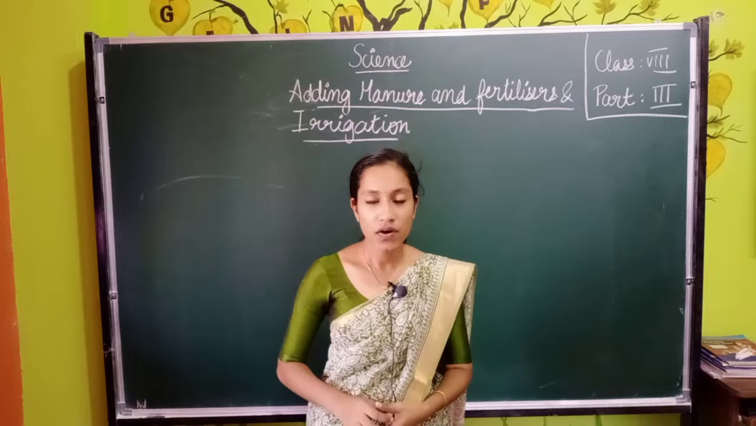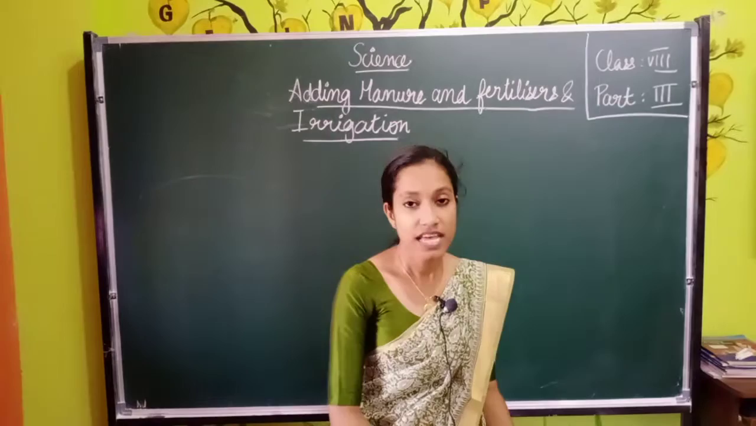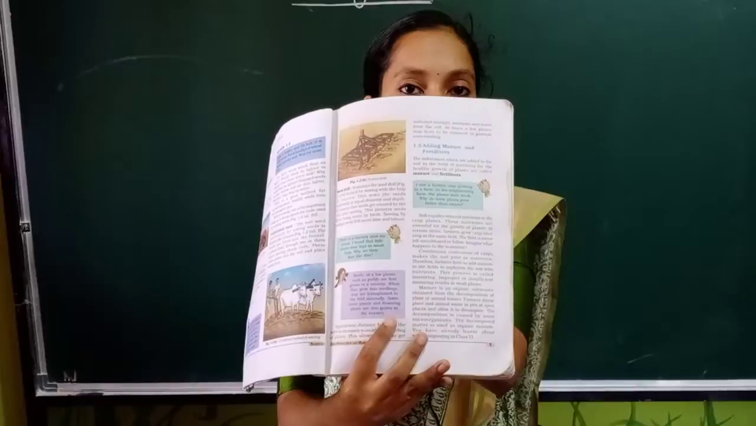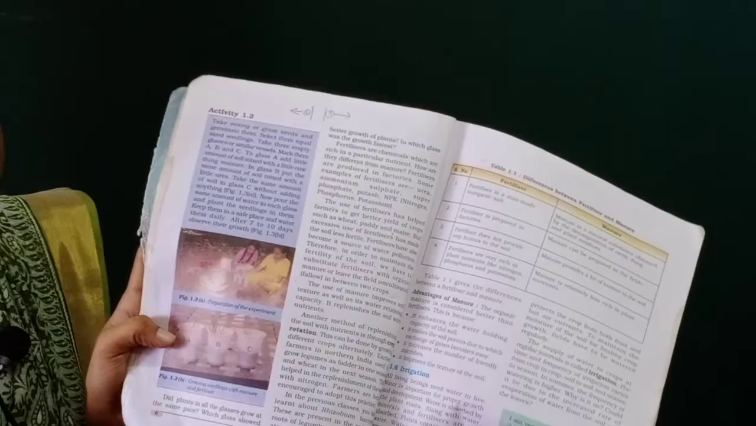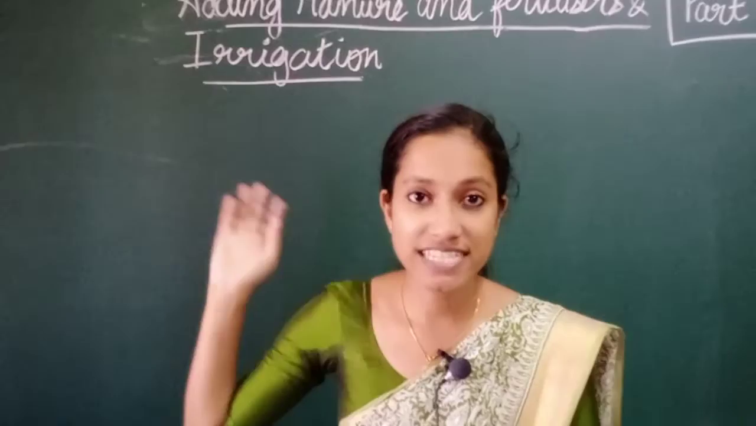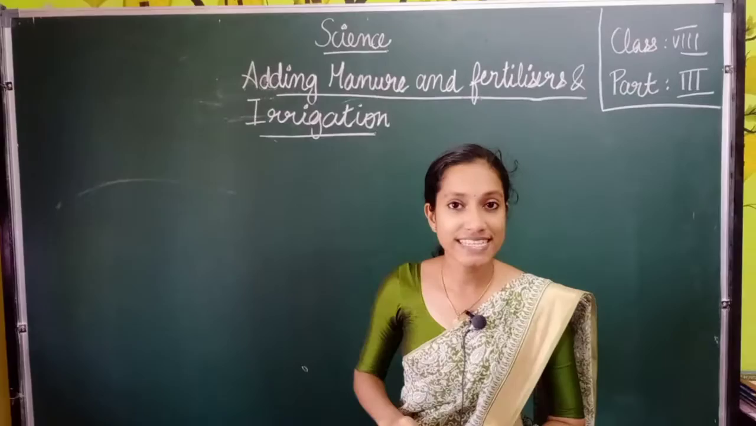Okay, so children, in the previous session, we were dealing with adding manure and fertilizers. This portion you can see in your text on page number 5. On page number 5 you can see the various features of adding manure and fertilizers. Here you can see the experiment which we have done, isn't it? Didn't we try to grow plants in fertilizers and manure, and we observed the growth? So that experiment you can see here. We stopped our last class by discussing fertilizers and manure. So today we can continue our class with adding manure and fertilizers, and also discuss one more topic, that is irrigation. That is the fourth step.